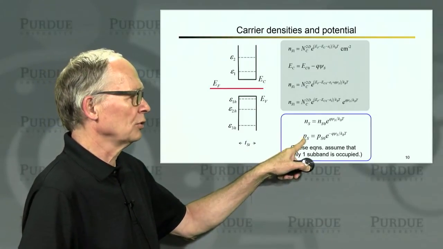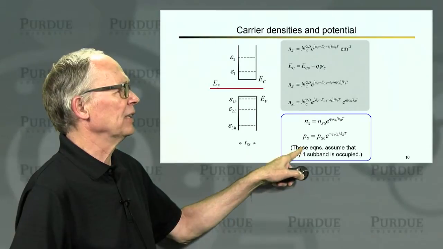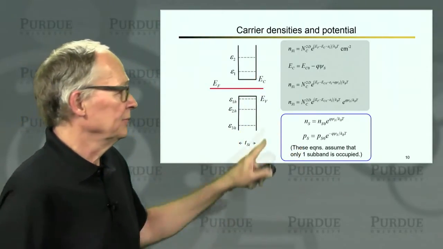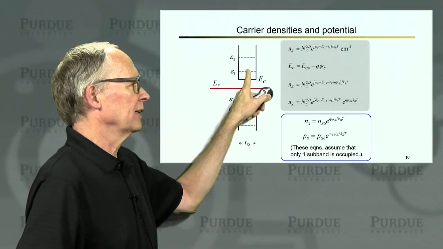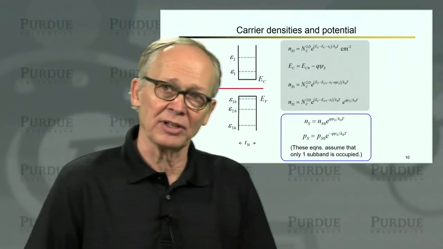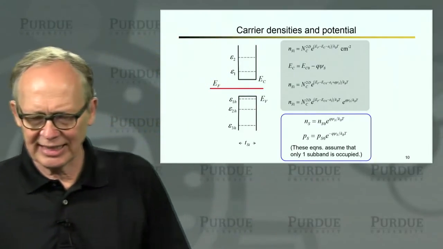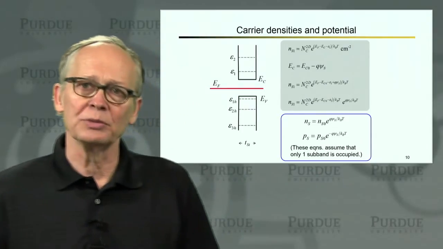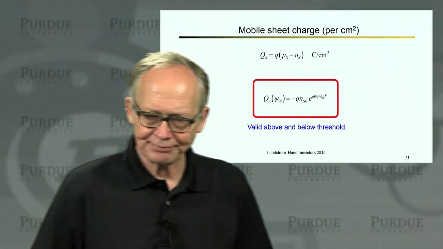Same thing for holes. And I'm assuming now that just one of these subbands is occupied. If the Fermi level were higher in the conduction band, maybe 2 of them would be occupied, and I would have to do this for both of them and add the results up. But to keep things simple and just to illustrate the basic principles, we'll just assume that 1 is occupied.